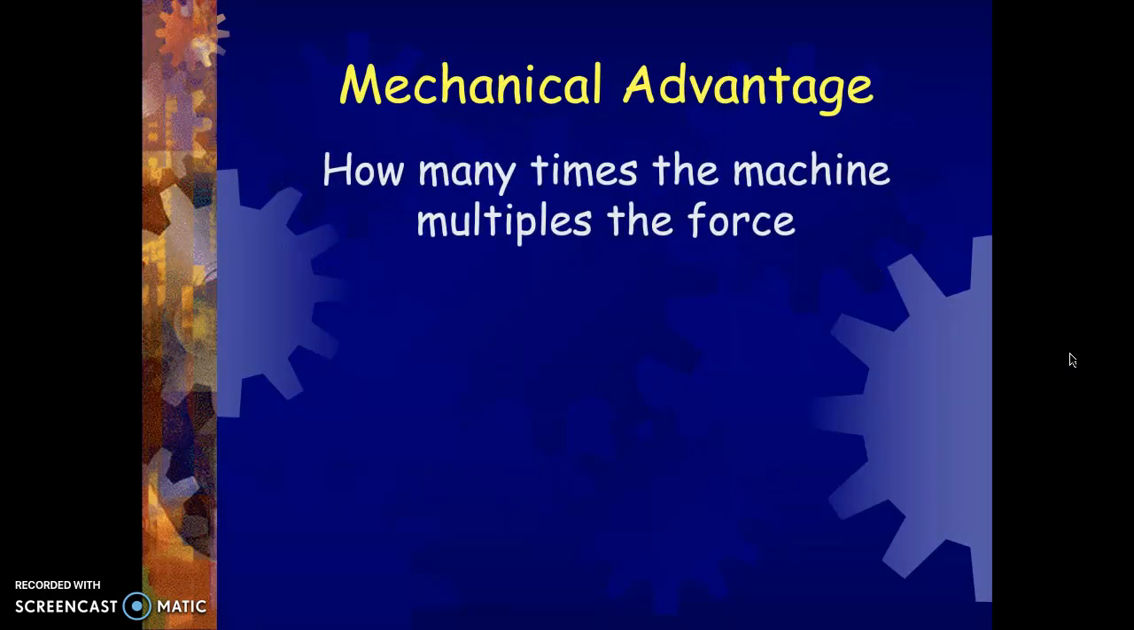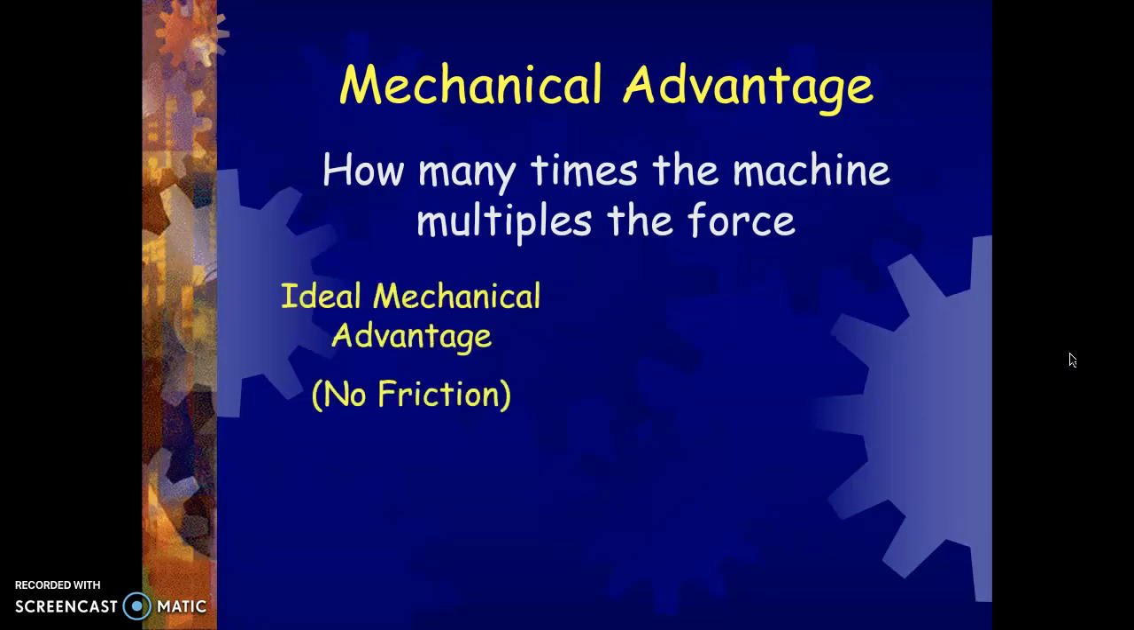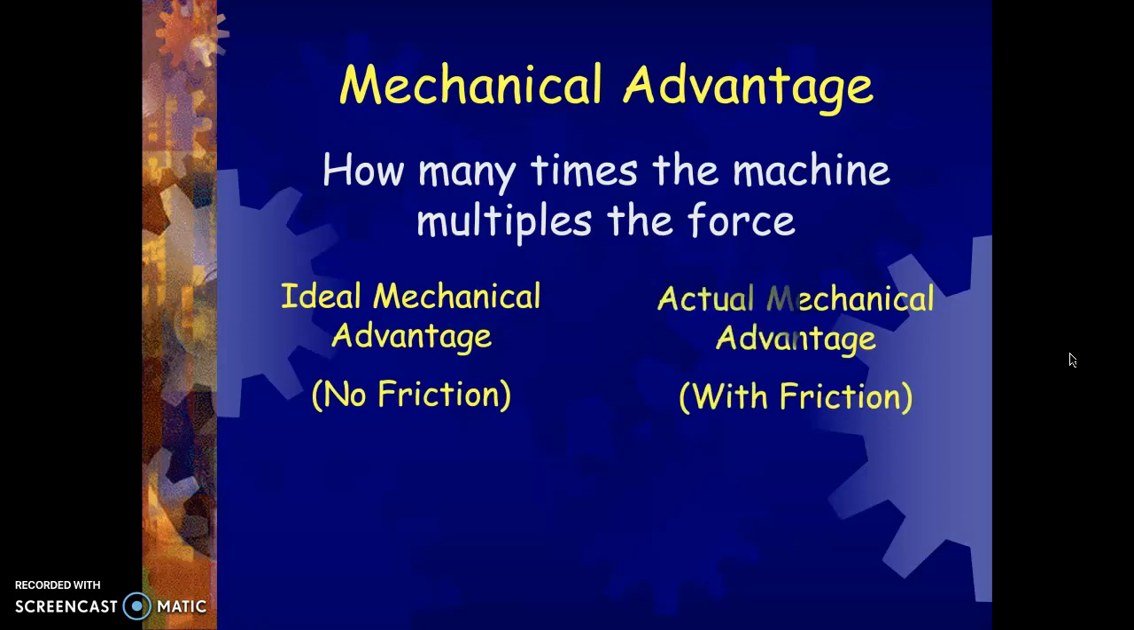Basically, when we think of mechanical advantage, we think of that first way that work is made easier, and that is that it multiplies the force. It takes the force that we put into the machine, multiplies it, and the machine puts out even more force than what we put in. Now, there are two different types of mechanical advantage. There is ideal mechanical advantage, which occurs in a perfect world if there was no friction. And then there's real-world mechanical advantage, actual mechanical advantage, because we know we deal with friction in the everyday world.